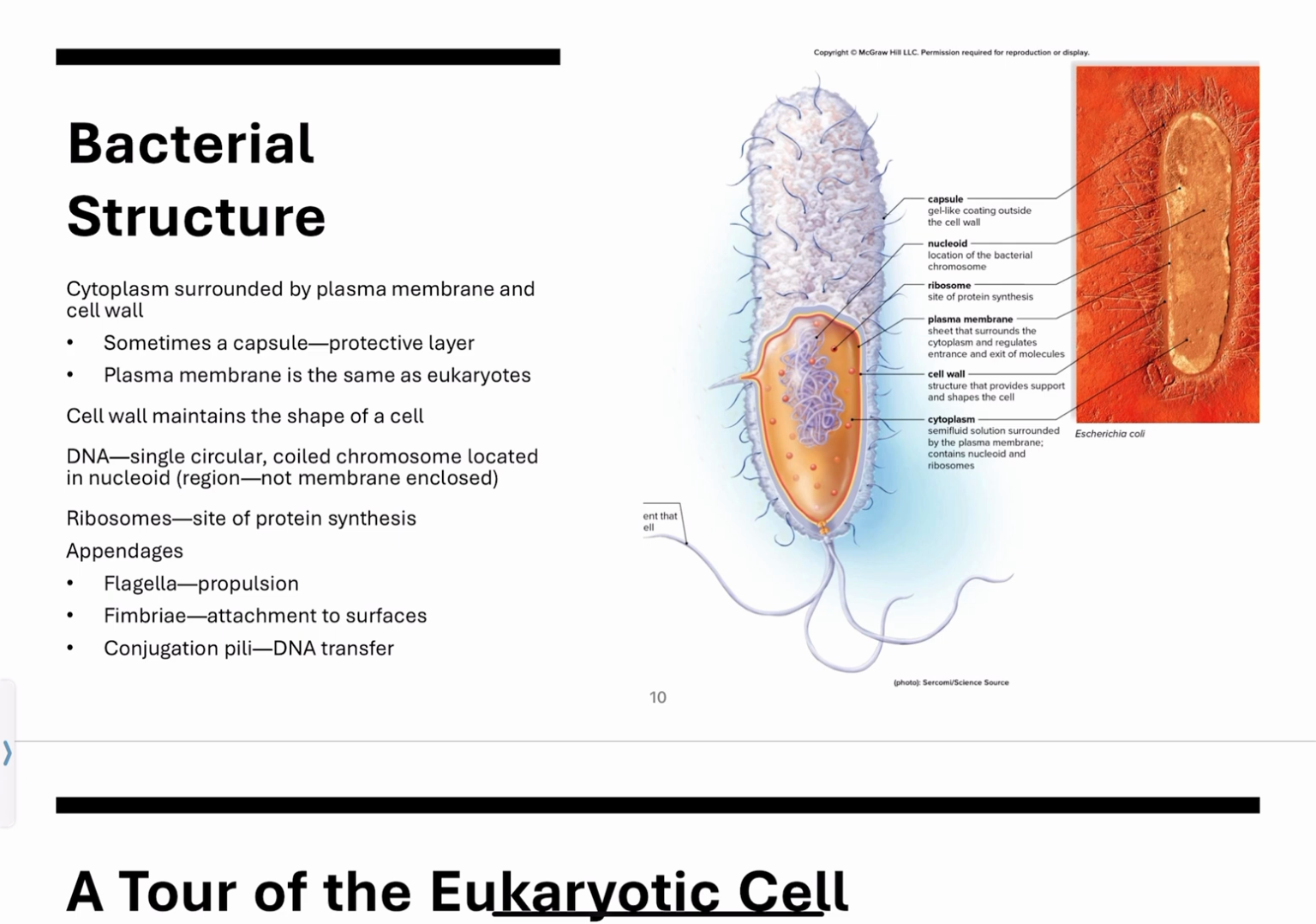They still have ribosomes. These are the site of protein synthesis, and they can have some appendages. So if they have flagella, these are usually to help them swim. They can have fimbriae, which help them stick to surfaces. They can also have conjugation pili, which allow them to swap DNA with other bacteria. This is also how antibiotic resistance genes can spread so quickly.